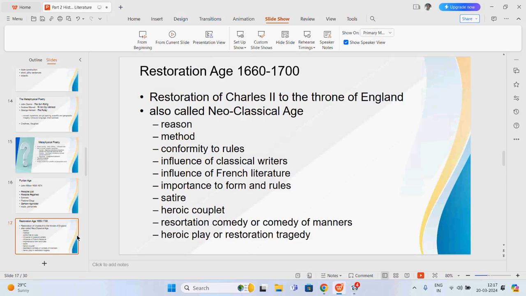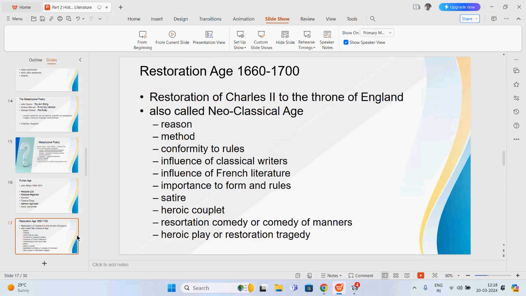Again, an important age. After the Puritan age, where there was a lot of Puritanism, we find that the King of England was sent into exile. But with the Restoration, we find that Charles II is restored to the throne of England in 1660. Cromwell's period, the period of Puritanism, ends, and we have a new age in the history of English literature, that is the age of Restoration.